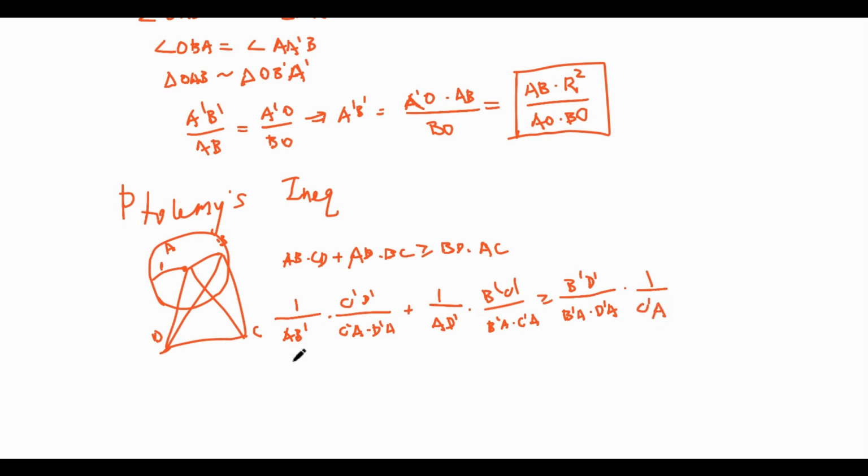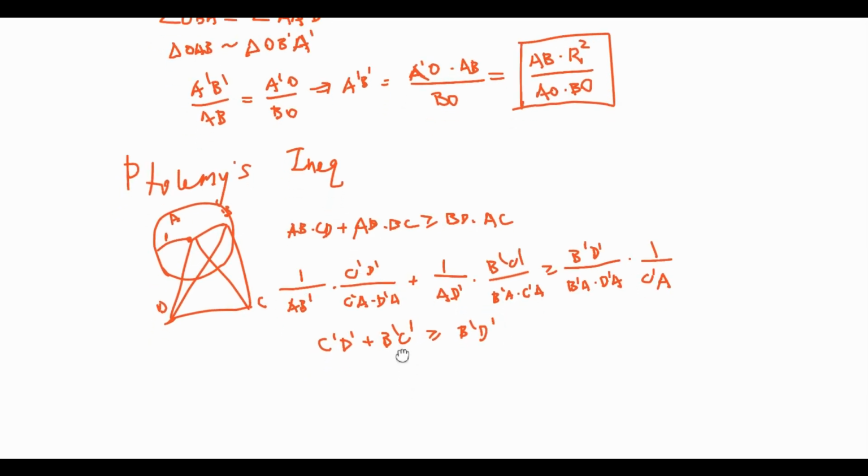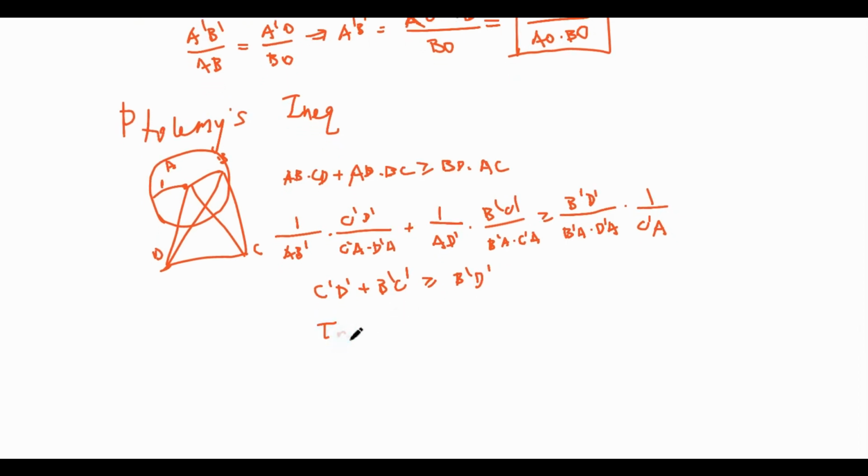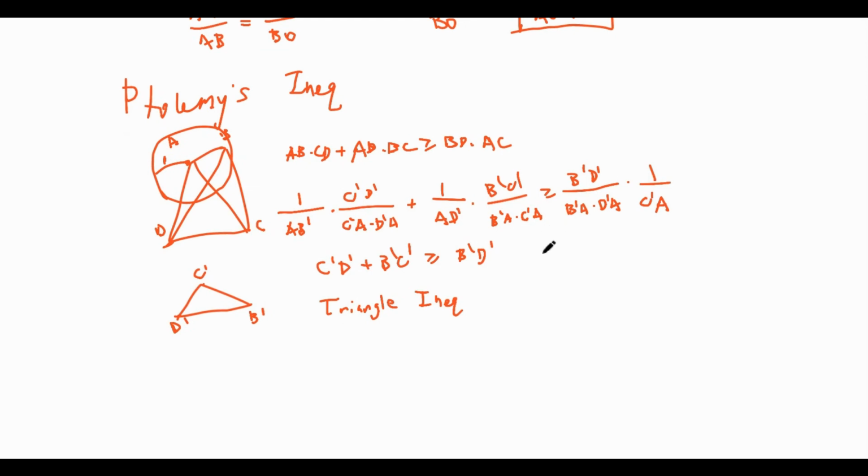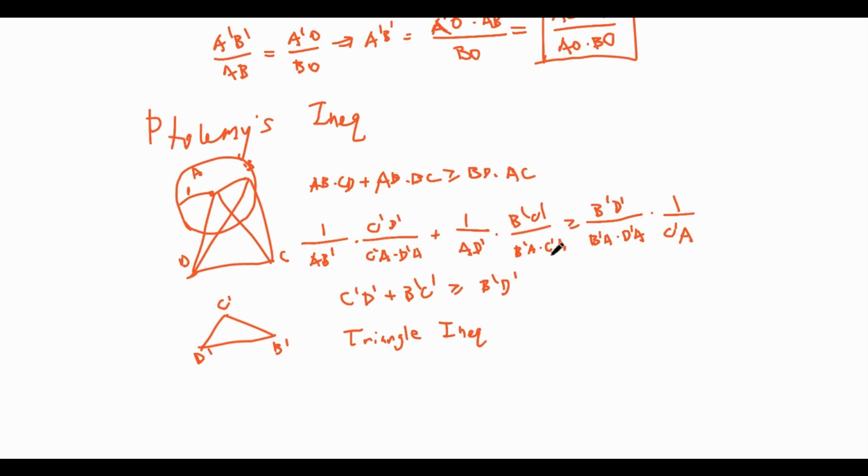So now we take a look and wow, all our denominators are AB prime times AC prime times AD prime. So let's multiply both sides by that and clear all of that away to leave us with C prime D prime plus B prime C prime is greater than or equal to B prime D prime. And if we take a look at this, well, this is quite familiar to us because this is actually just the triangle inequality. Given 3 points, C prime, D prime, B prime, the triangle inequality is always true. So actually, we just proved Ptolemy in basically one line. So that's pretty cool. Quite a useful transformation, if you ask me, and quite an unexpected application of inversion, actually.